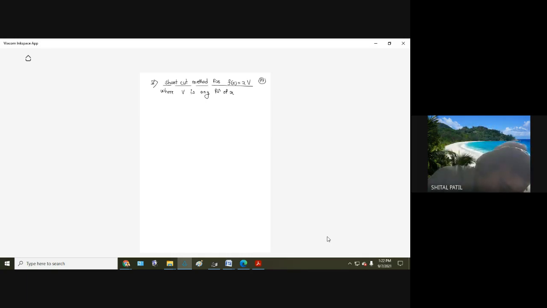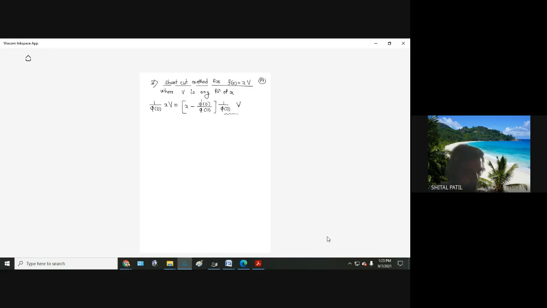Okay, so the formula is like this: 1 upon phi of D operated on xv equal to x as it is, minus phi dash, the derivative of phi, divided by phi of D, 1 upon phi of D operated on v. So start from this part. Operate 1 upon phi of D on v. We'll get some answer. On the answer, the square bracket is to be operated. Okay, what does it mean? We'll understand. Let me start.